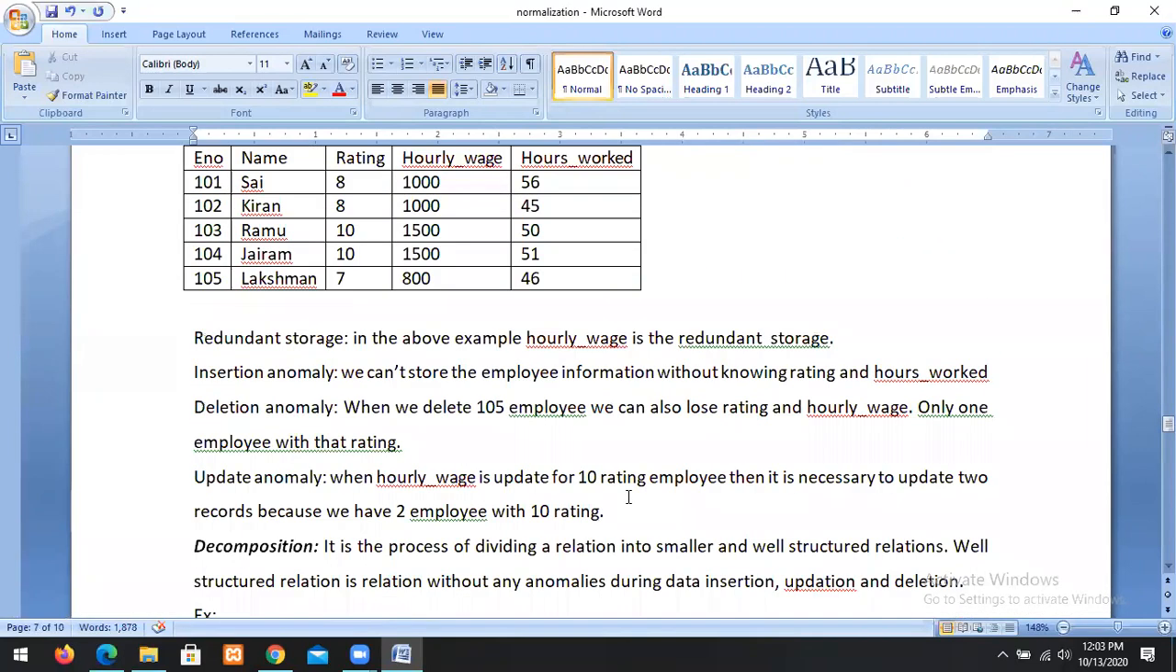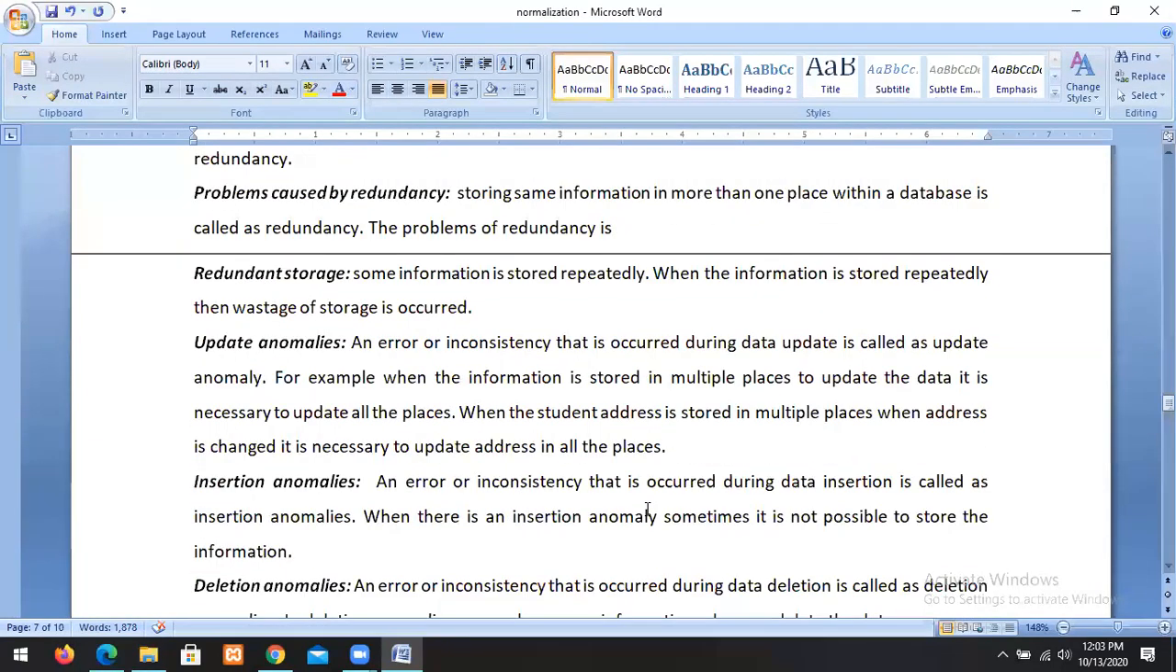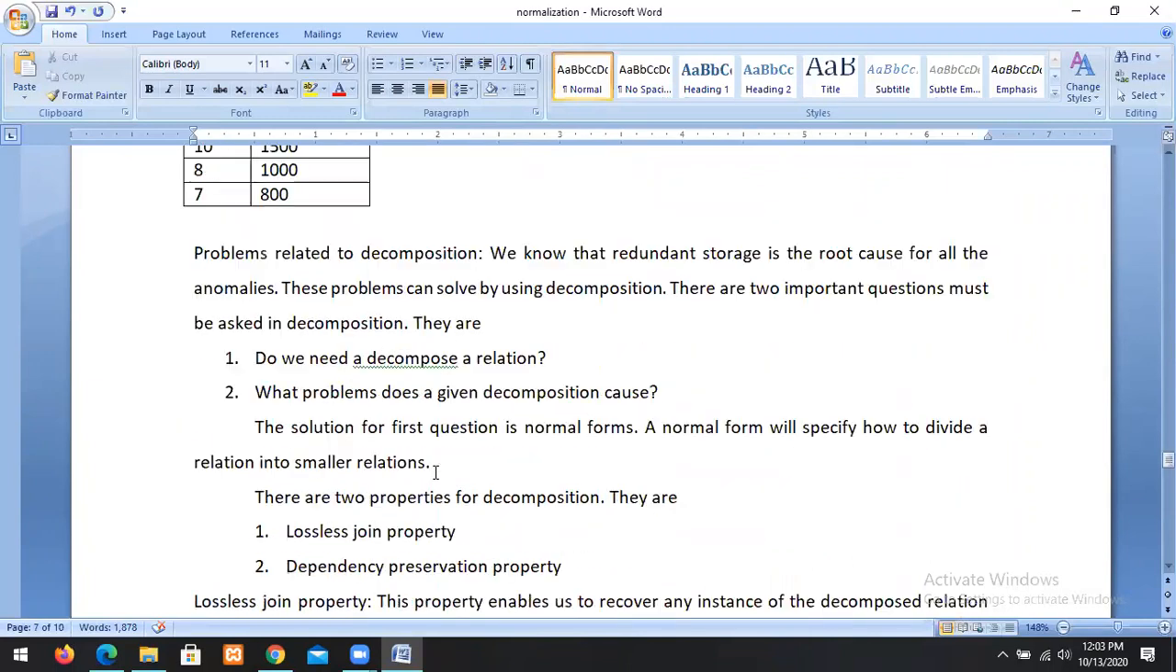What is the need to decompose? What is the purpose of decomposition? The redundancy is the main cause. So what is redundancy? Redundancy is nothing but storing the same information repeatedly. So when we divide a relation, this is about this.